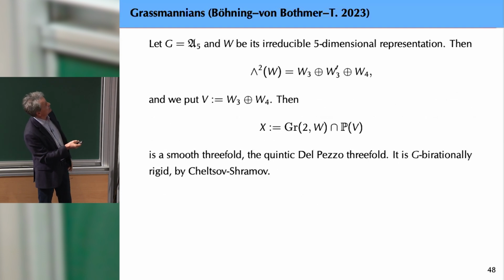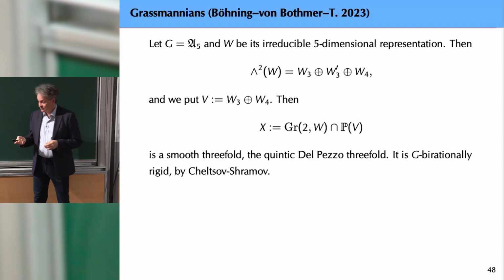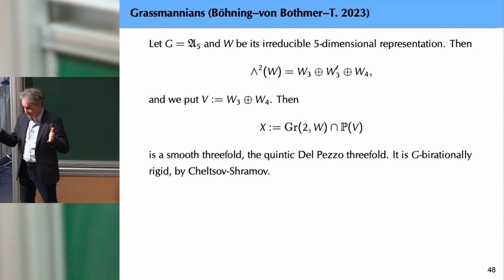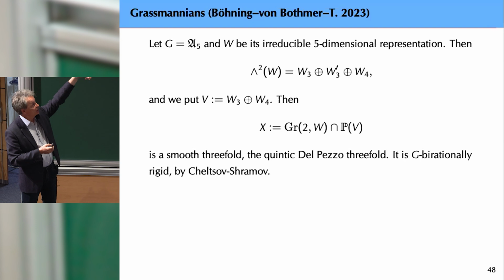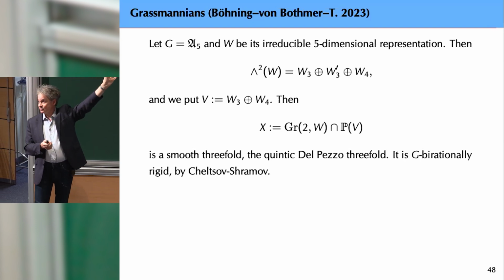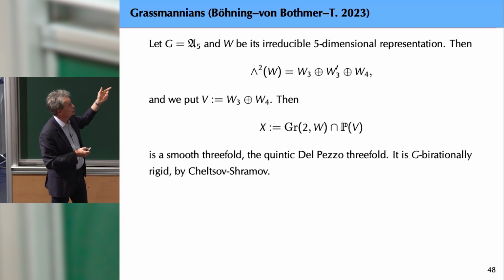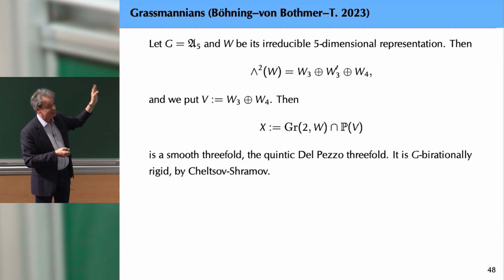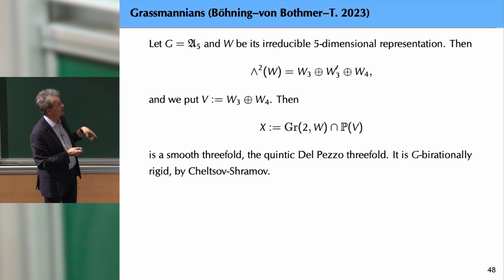And how does that work in an example? There is this icosahedral group. You look at its 5-dimensional representation, the unique 5-dimensional representation, you look at wedge 2 and you decompose it. You get a 3-dimensional plus a different 3-dimensional plus a 4-dimensional.